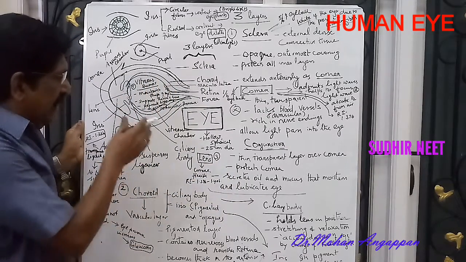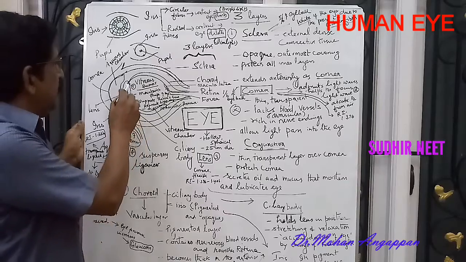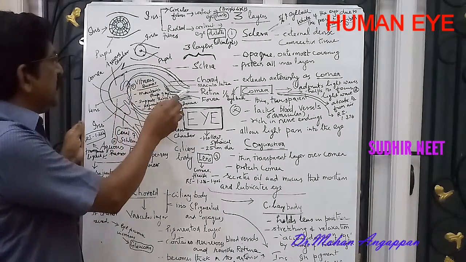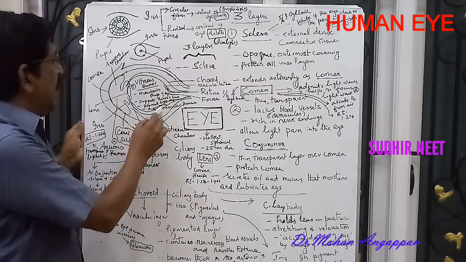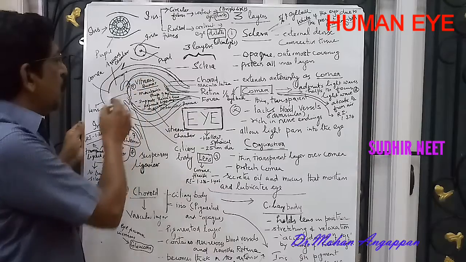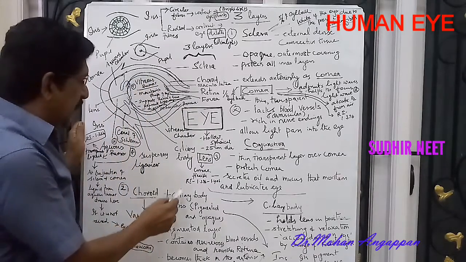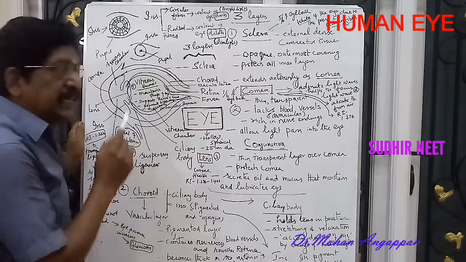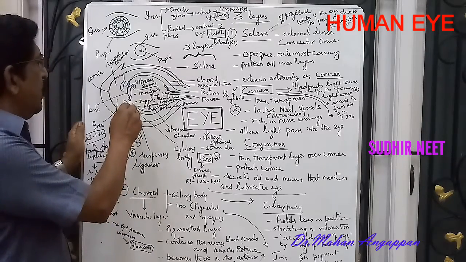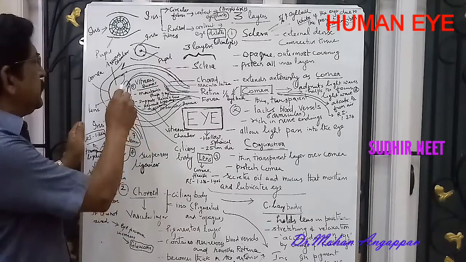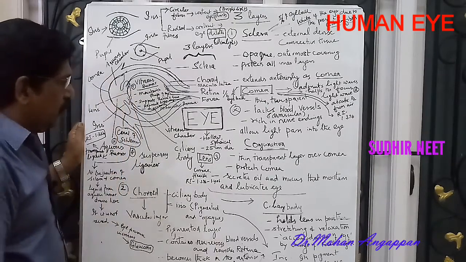Then coming to the next layer, choroid. You can see this is the choroid layer, the second, middle layer. It consists of two parts: the ciliary body and iris. We will talk about these two now.